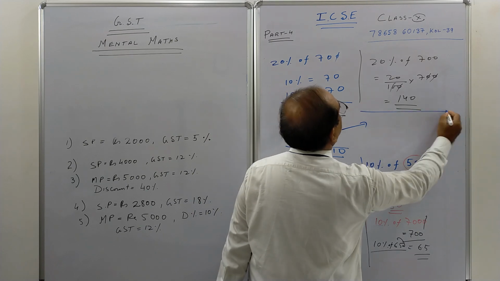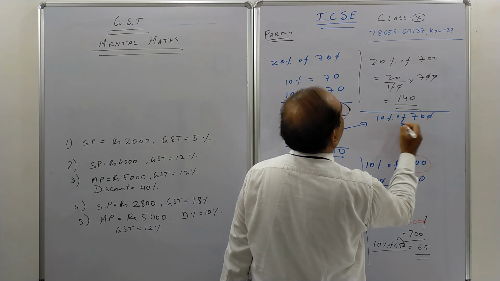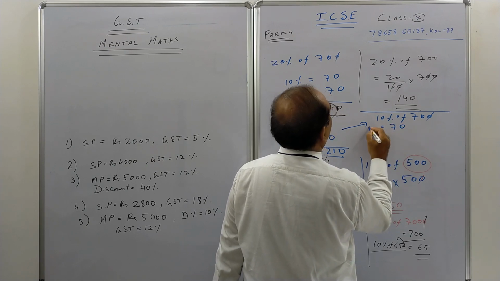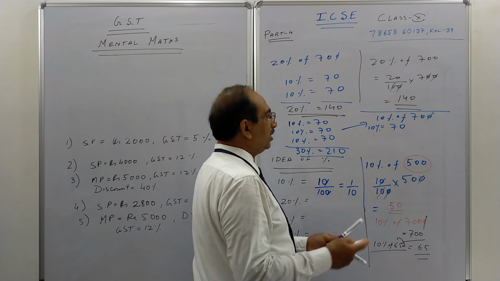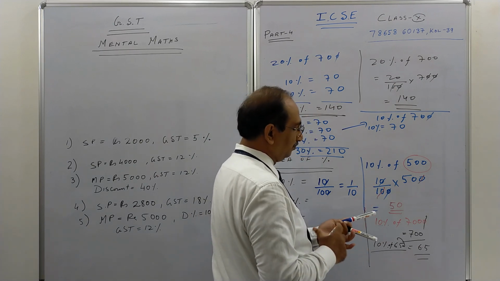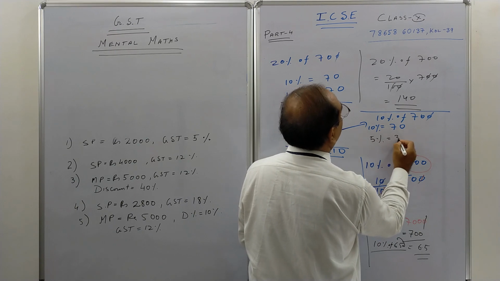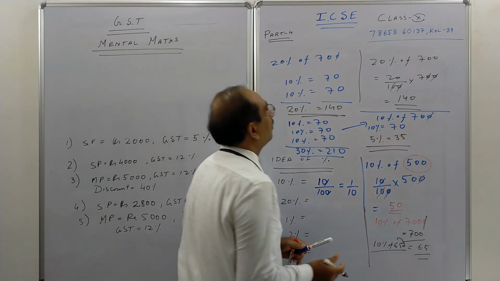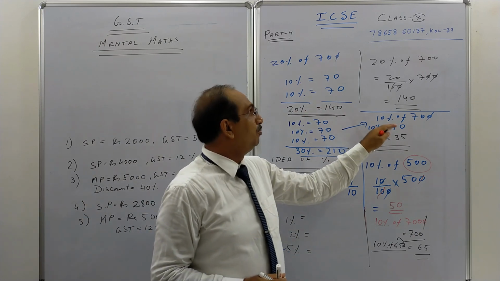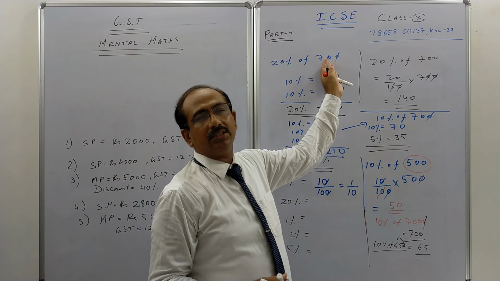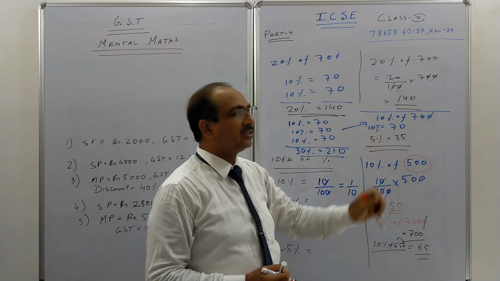5% means, children, see here, 10% of 700, I say remove 70. So 10% is 70. So 5% will be half of that. So 5% is exactly half of this. So half of 70 is 35. So we have a question, 5% of 700. So 10% is 70. 600 is 60, 500 is 50. So 5% is half of that.